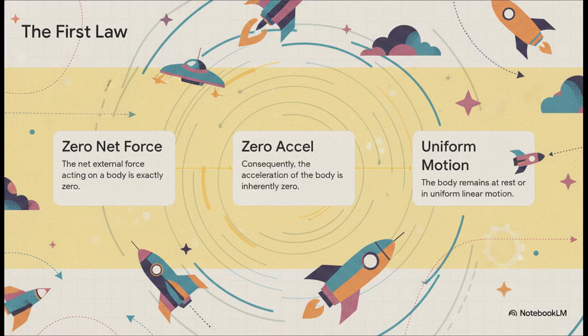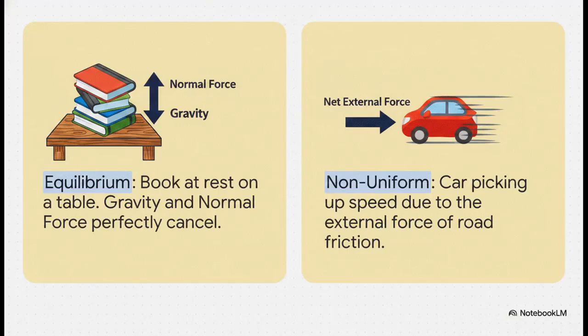Picture a spaceship. If a spaceship turns off its rockets in the deep, empty vacuum of interstellar space, it doesn't just stop. No way. It coasts at that exact same velocity forever. Now check out these free body diagrams. By visualizing these forces, we firmly separate the idea of equilibrium, where opposing forces perfectly cancel out, from non-uniform motion, where a net external force actually drives acceleration.